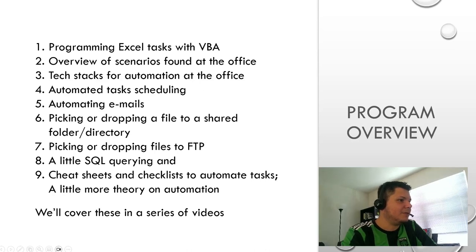Picking or dropping a file to a shared folder, that's a common scenario. Picking or dropping files to an FTP. As mentioned, using a little SQL querying. And finally, cheat sheets and checklists to automate tasks. A little more theory on automation at the office. This is going to be covered in a series of videos. Today, we're focusing just on Excel tasks with Visual Basic for applications.